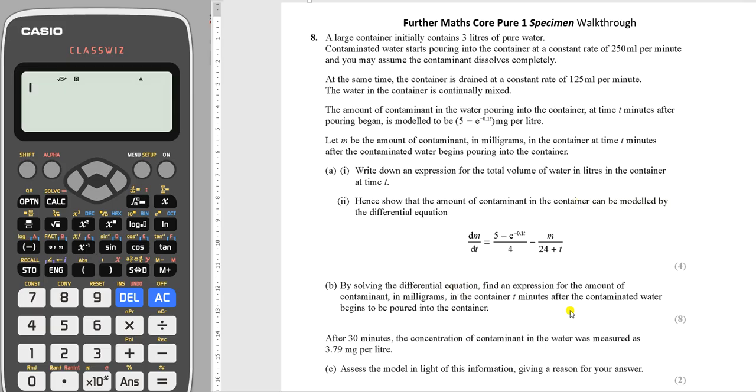But then the second part, which is the remaining 10 marks of the question, are all for working with that differential equation, solving it, applying it to things. But we'll start at the very beginning. We'll work our way through.